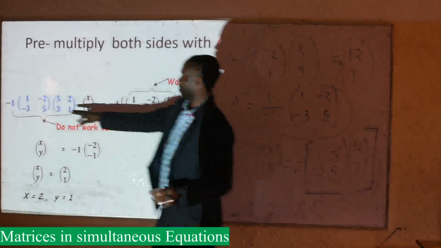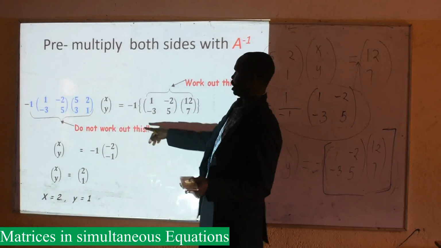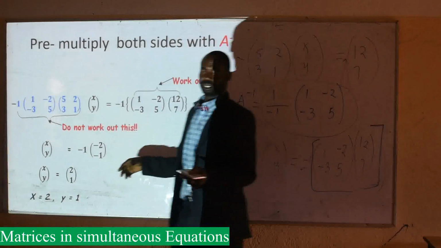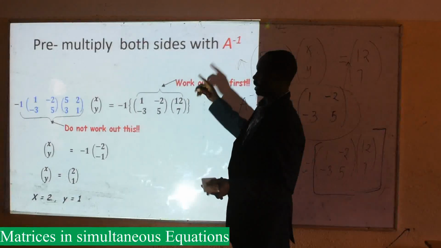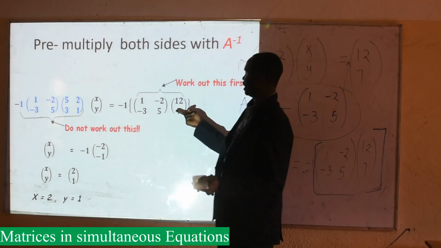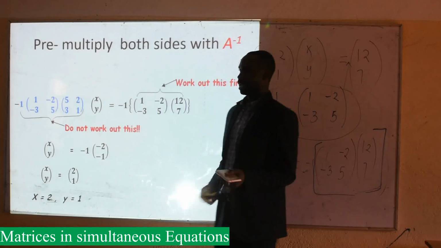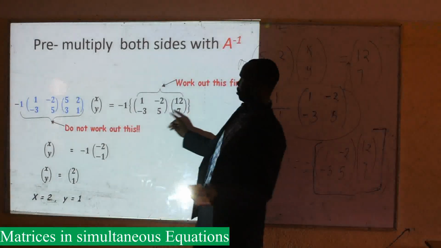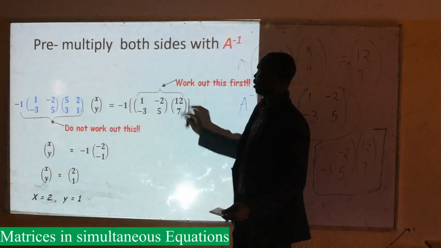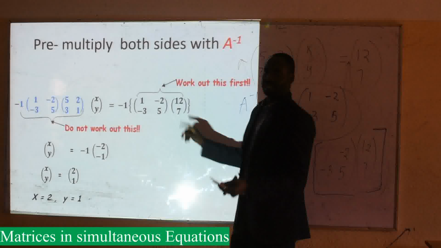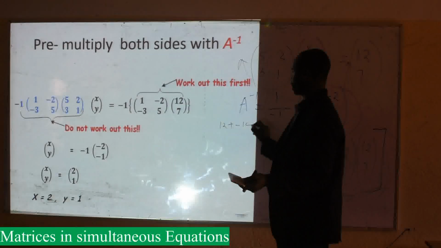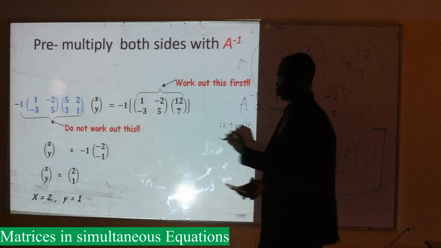You see, I have multiplied here by the inverse, and I have said do not work out this. Why? Simply because the answer here is 1, when you are very careful in calculating the inverse. So work out this one first, then multiply by this scalar. I have multiplied 1 times 12 is 12, and -2 times 7 is -14. So 12 plus -14, the answer is -2, which is this one.